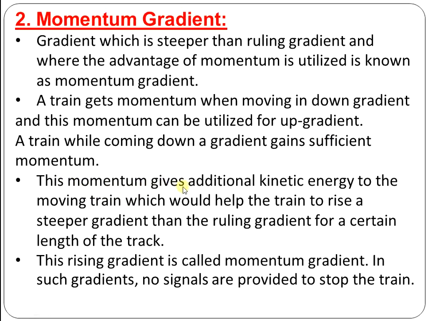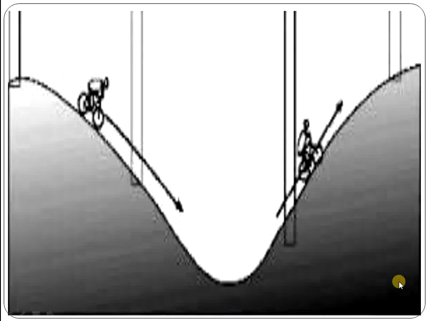Next point. This momentum gives additional kinetic energy to the moving train, which would help the train to rise a steeper gradient in the rolling gradient for a certain length of the track. This rising gradient is called a momentum gradient. In such gradients, no signals are provided to stop the train. This is the image of the momentum gradient.